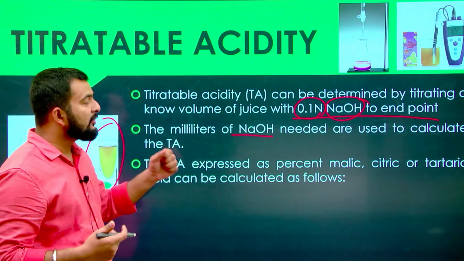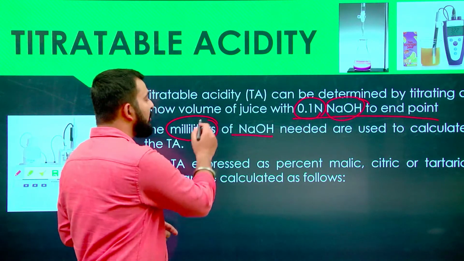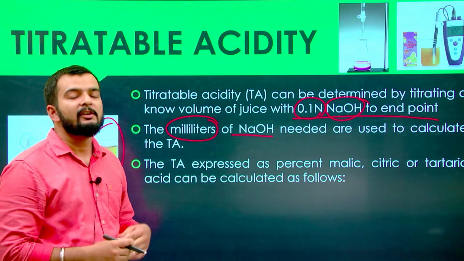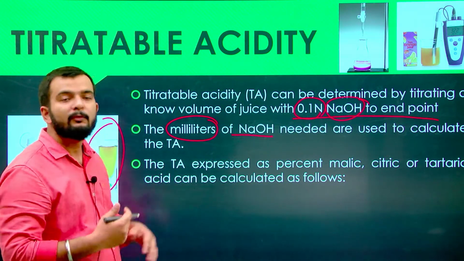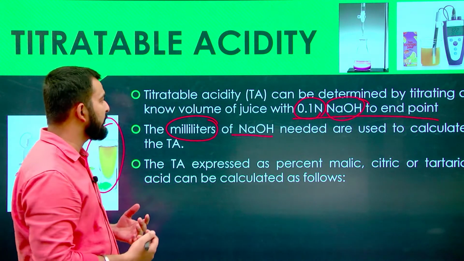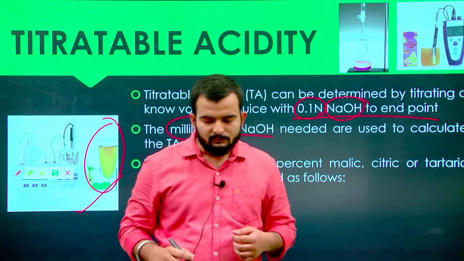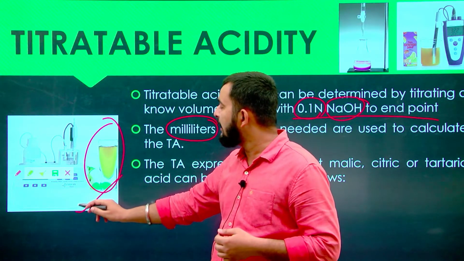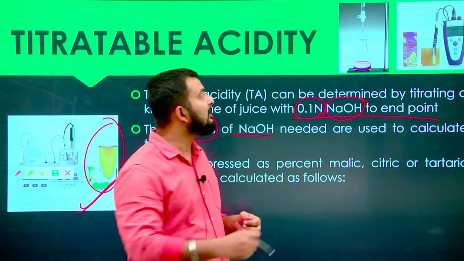Okay, so based on the volume of NaOH utilized, you can calculate with a formula the titrable acidity of that juice. In this case you can see this is a digital titration assembly. Here we have a manual one.